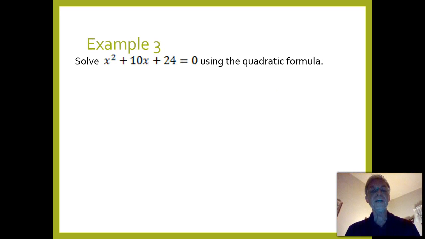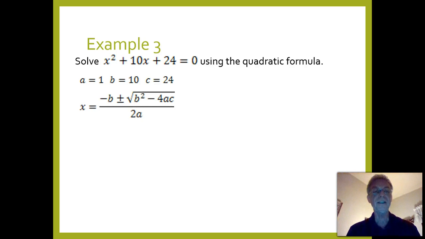So we're going to use that over here. So we have x squared plus 10x plus 24. So our a here is going to be the 1 that's in front of the x squared. B is going to be the 10 that's in front of the x. And 24 is going to be our c. So that's what we got right here. A equals 1, b equals 10, and c equals 24.